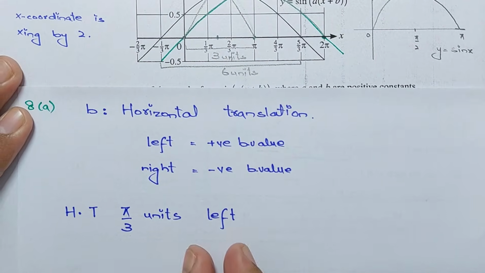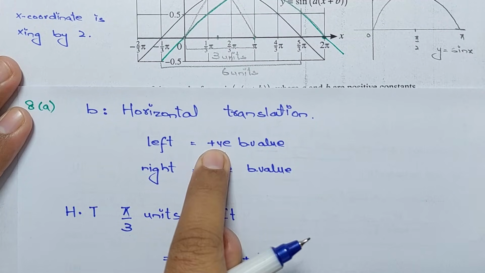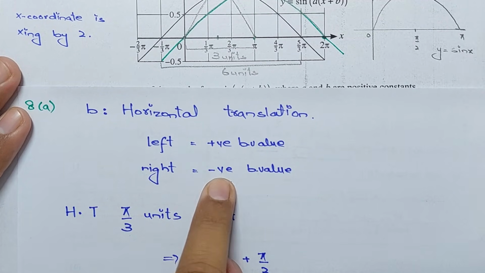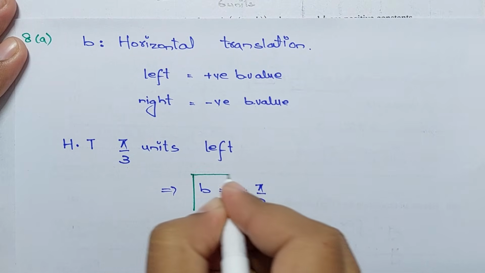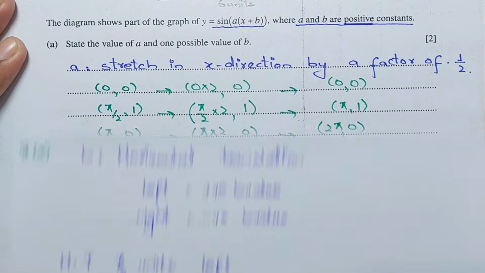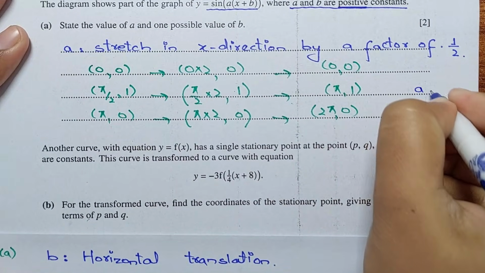And when we are moving to the left, this implies the b value is positive pi by 3. When we are moving to the left, the b value is positive. When to the right, the b value is negative. Now, the b value is positive pi by 3, and the a value is 1 by 2.